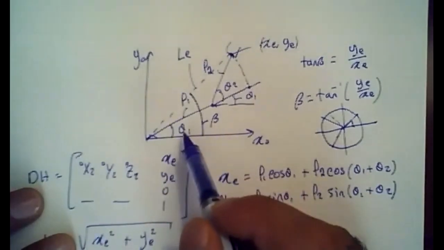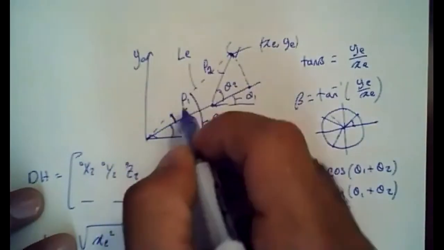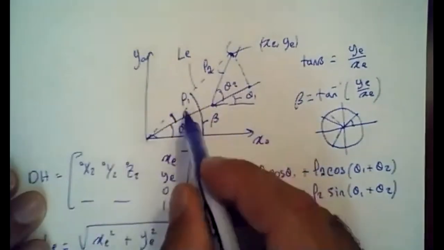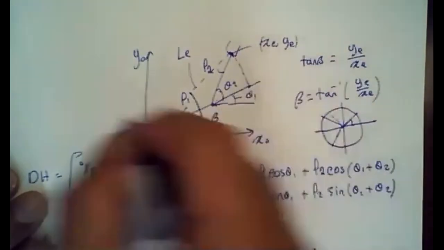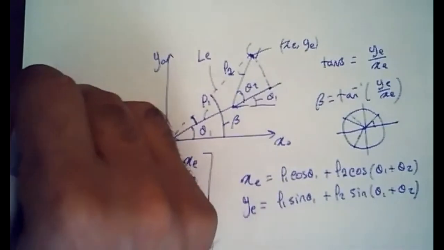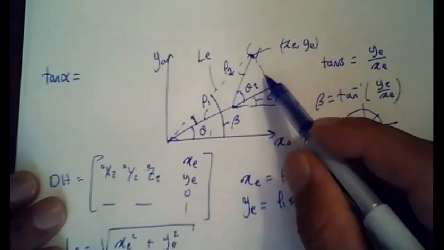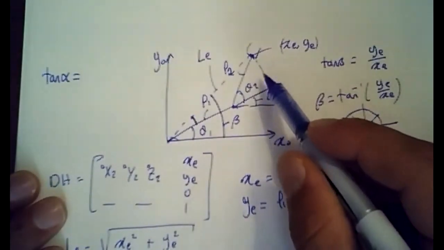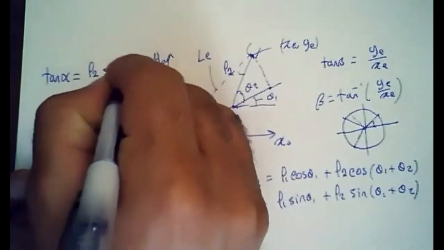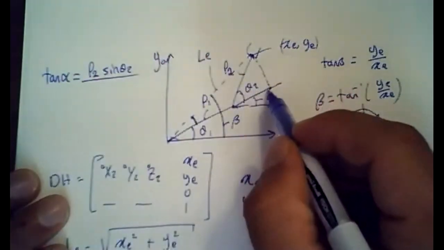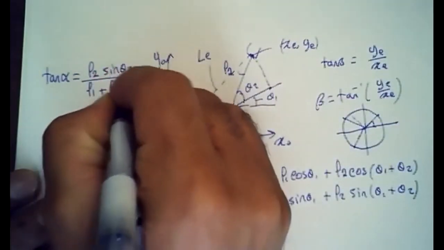How about that? How can I find theta 1? I need to find this angle, right? Let's call this alpha. How can I find alpha? I can find alpha from here, right? I have this whole line and I have this guy here. So I'm going to write it here. Tangent alpha is going to be equal to what? This guy, what is this guy? L2 sine theta 2, we know that, right? So L2 S2 over, no, it's not over L1 plus L2 cosine, L1 plus L2 cosine theta 2.